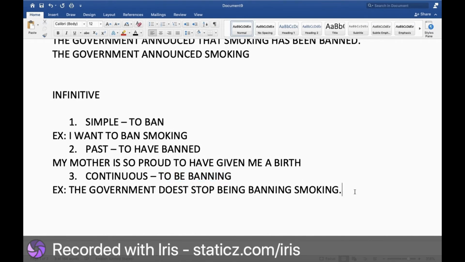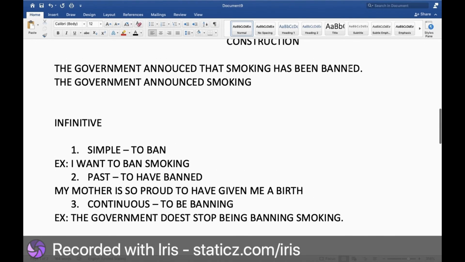Smoking is just smoking. It's a noun. Being banned, which means the government hasn't stopped it, they are banning smoking right now. That means that's why we use the continuous form of infinitive construction. In this sentence, we have present perfect. So when we change this, we're going to use this: The government announced smoking to have been banned.